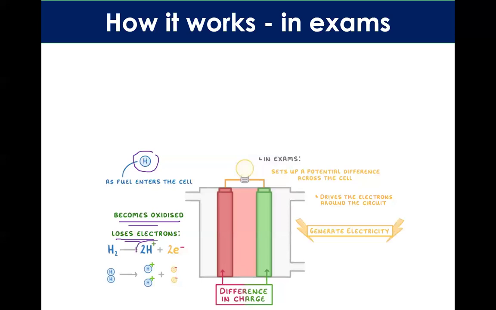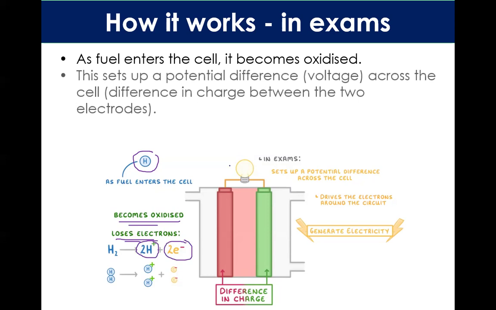To form hydrogen ions, and two electrons are also released. This creates a potential difference. So this sets up a potential difference, or voltage, across the cell. And what is the potential difference? It is basically a difference in charge between the two electrodes.